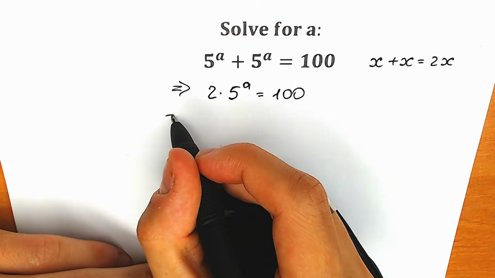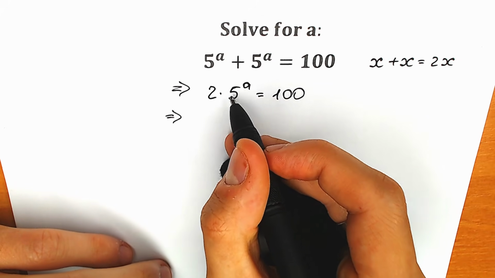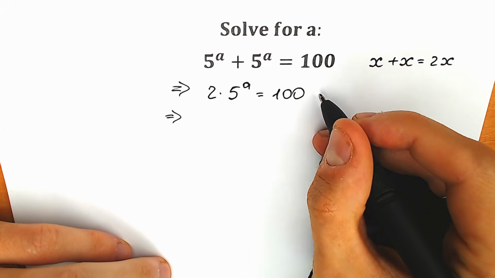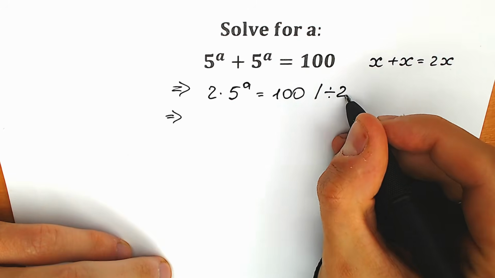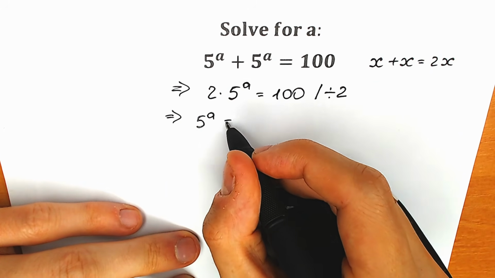Secondly, let's divide both sides by 2. We need to get closer and closer to this a, so let's divide both sides by 2. As a result, we have 5 to the power a equal to 50.